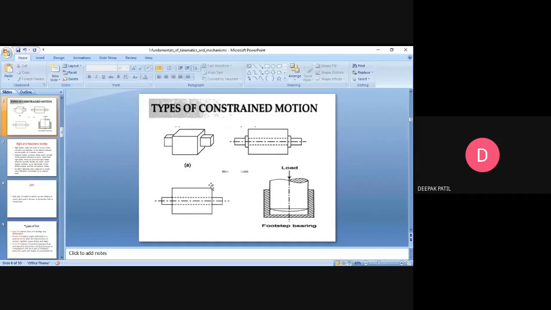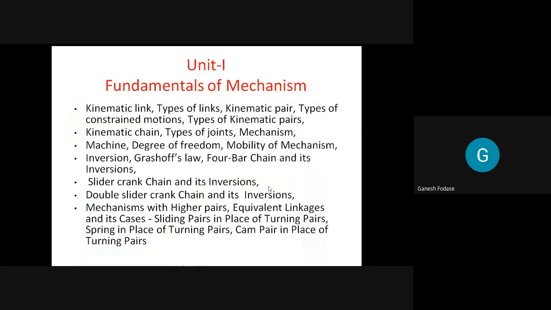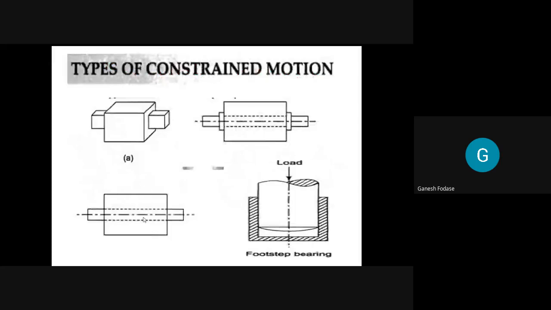Now the third type is successfully constrained motion. We discussed completely constrained motion, then incompletely constrained motion. Completely constrained motion means it takes place in only one direction. But incompletely means it can take place in more than one direction. Now, the last one is successfully constrained motion. In successfully constrained motion, let's take an example of this.